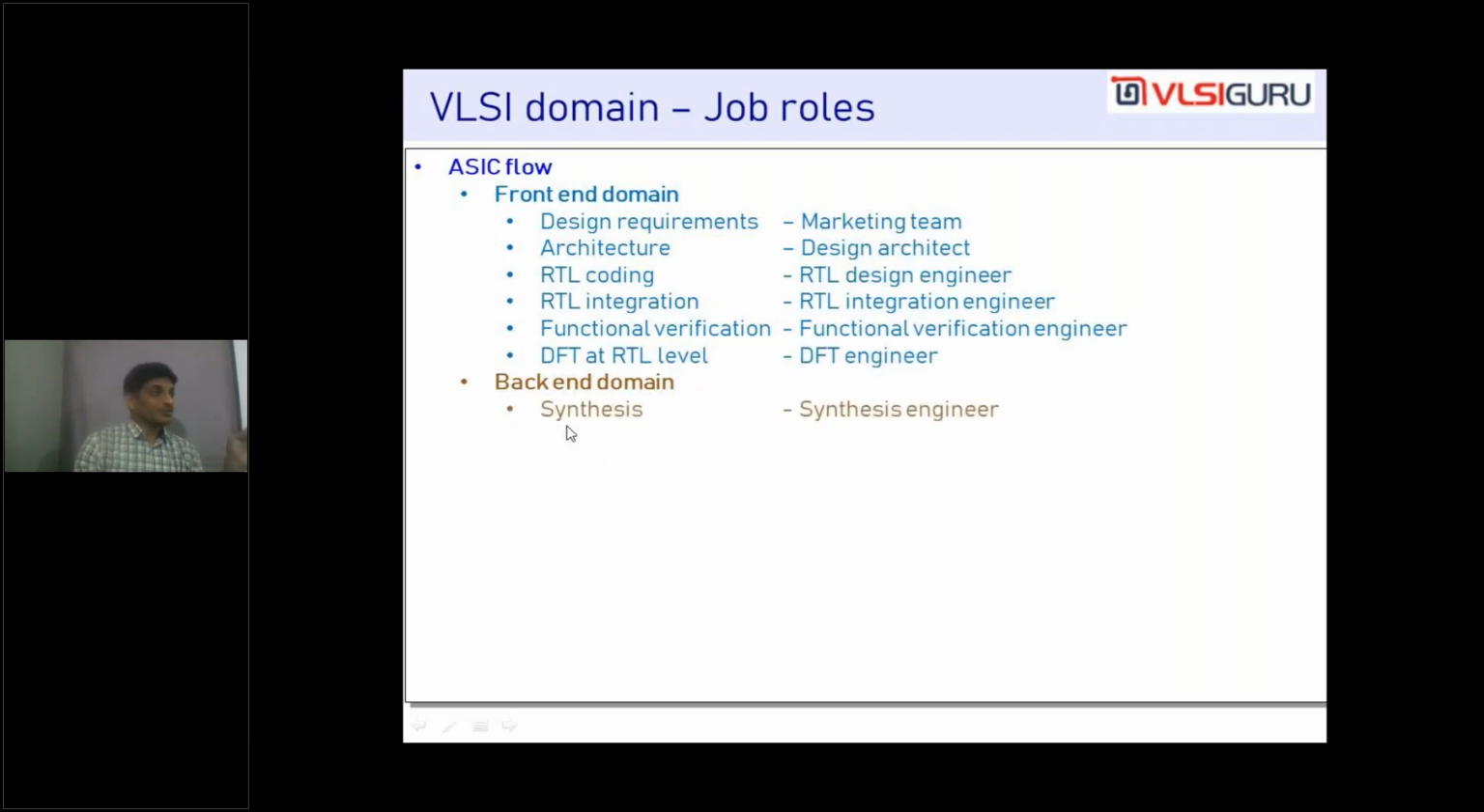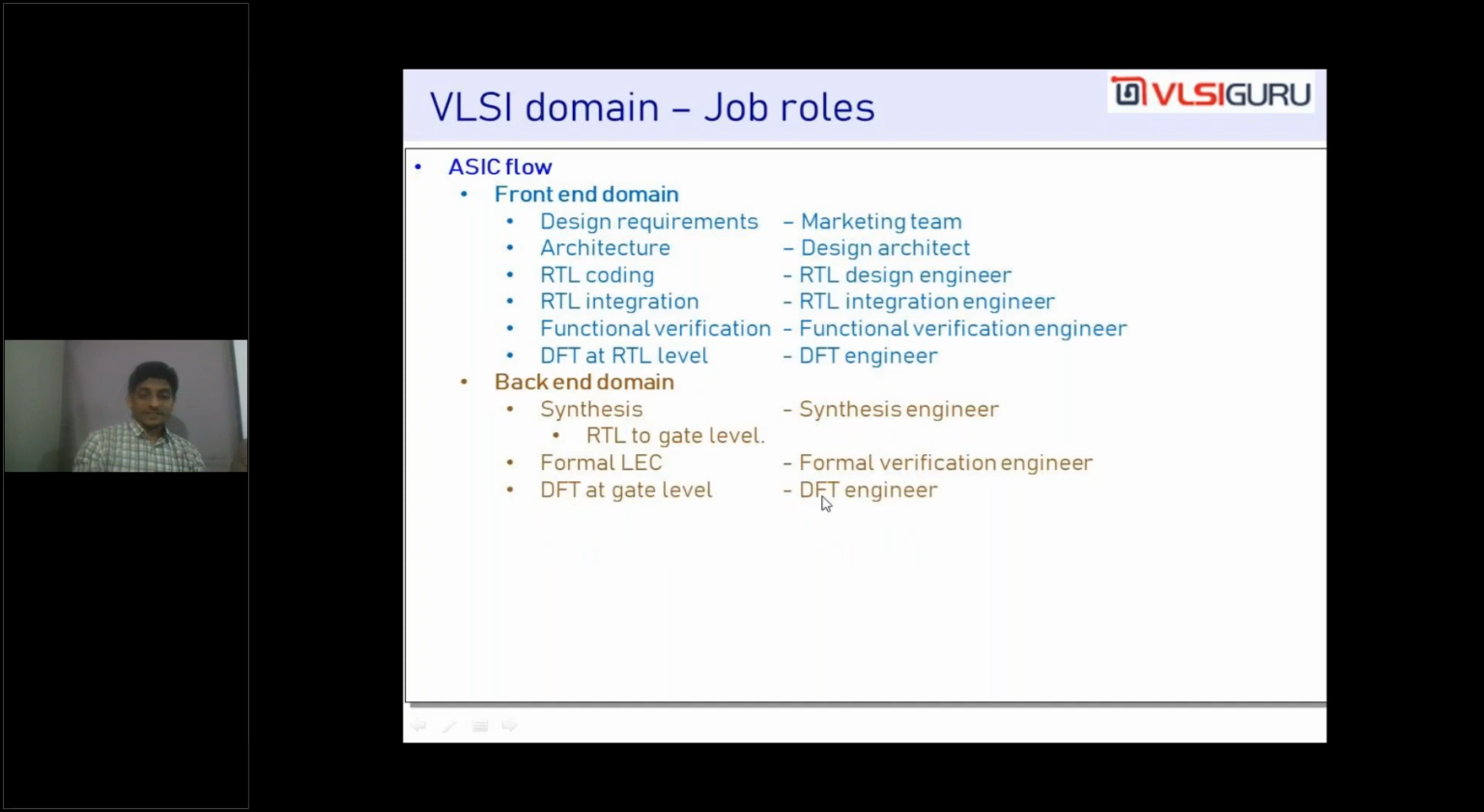In the backend domain, the person who does synthesis is called what? Synthesis engineer. The person who does formal, there will be one more step called formal LEC. I told you, there are many things which sometimes you skip also. Like in house construction, I said you don't consider interior design as one of the roles, but we do that, right? So the person who does it is called formal verification engineer. See, there are two verification engineers: functional verification engineer and formal verification engineer.